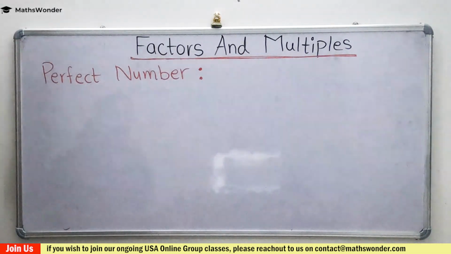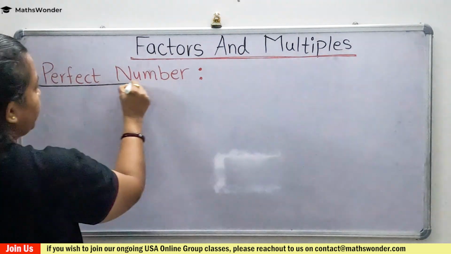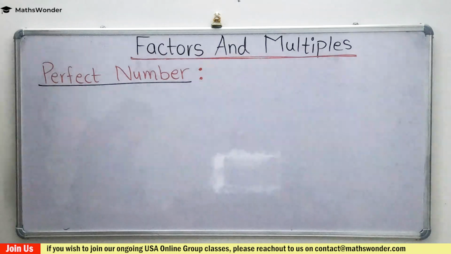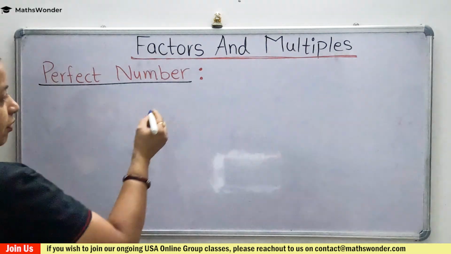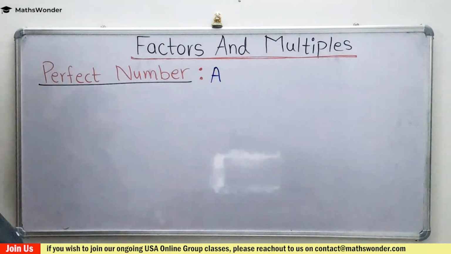So now the next is perfect number. A perfect number is a number for which the sum of all its factors excluding itself is equal to the number. For example, should I write the definition or explain it directly? No, you can write. Okay, write down.